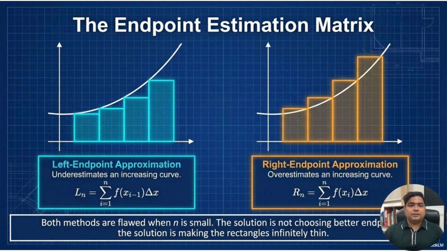In spoken form, the left endpoint sum can be described as: add the function values at the left endpoints, each multiplied by delta x. The right endpoint sum can be described as: add the function values at the right endpoints, each multiplied by delta x.